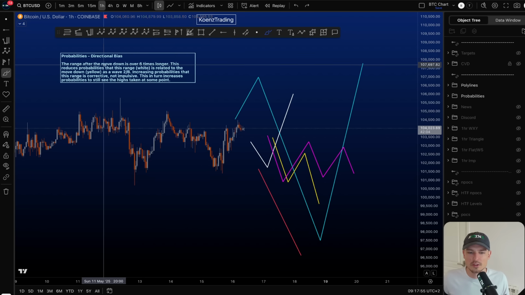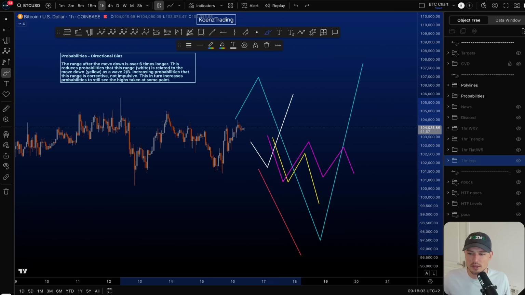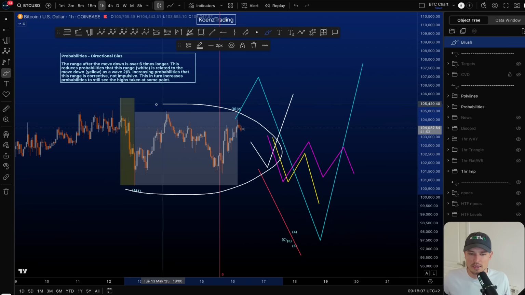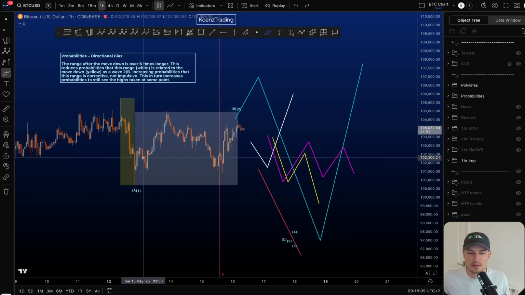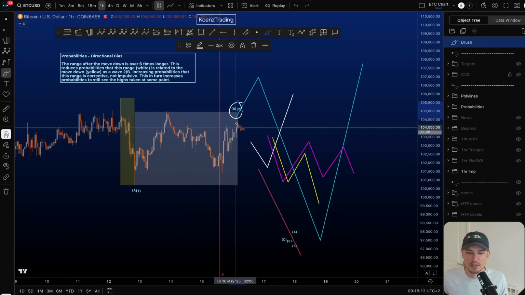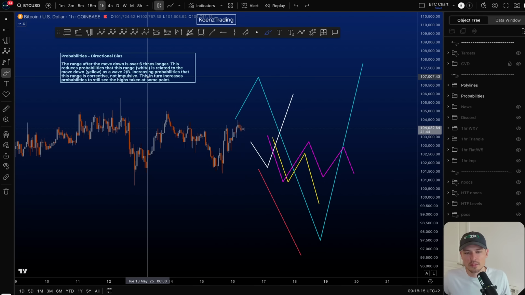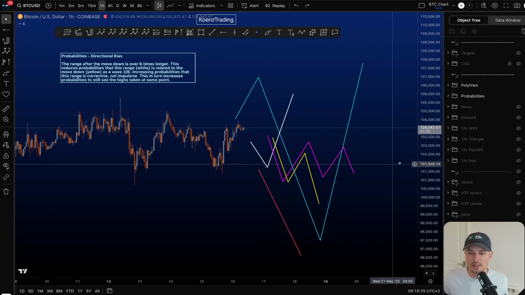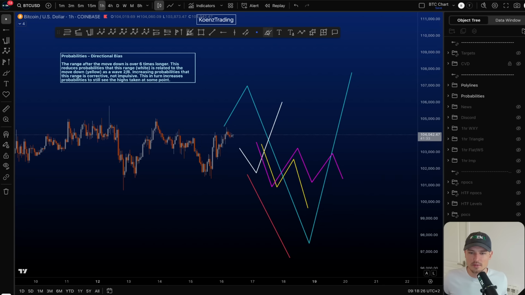The range after the move down is over 6 times longer. This reduces probabilities that this range, which is in white, by the way, which of course in this scenario, if I can click the eye, there we go. The range here in white, right? Unlikely it is related to this move towards the downside as a wave B or a wave 2. This increases probabilities that this range is corrective, not impulsive, which in turn increases probabilities to still see this high taken at some point. Now you can see here the different scenarios.